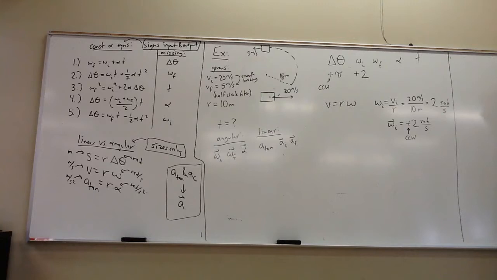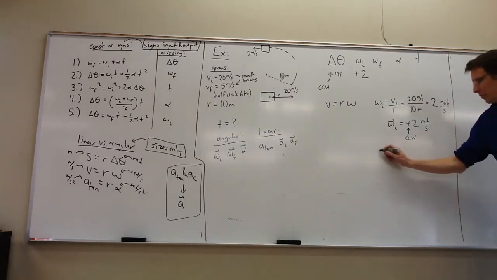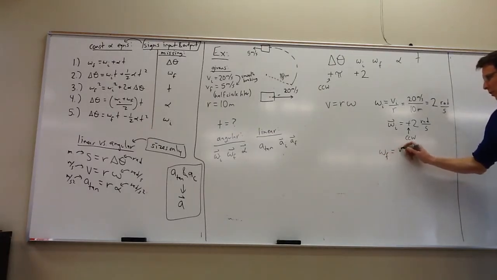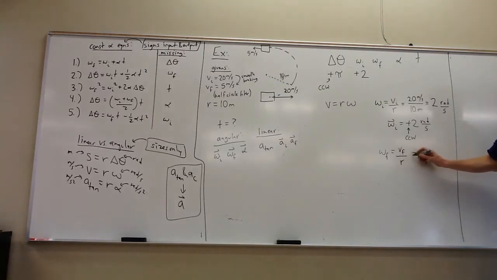Okay? So what are we essentially saying here? What we are saying here is that if you're going 20 meters per second, and you're doing it in a circle of radius 10 meters, what you're also doing is you're covering 2 radians of angle every second. Okay? So we go ahead and we do the same thing on the final side. And just to spare you the suspense, we have 5 divided by 10, so that's 0.5.